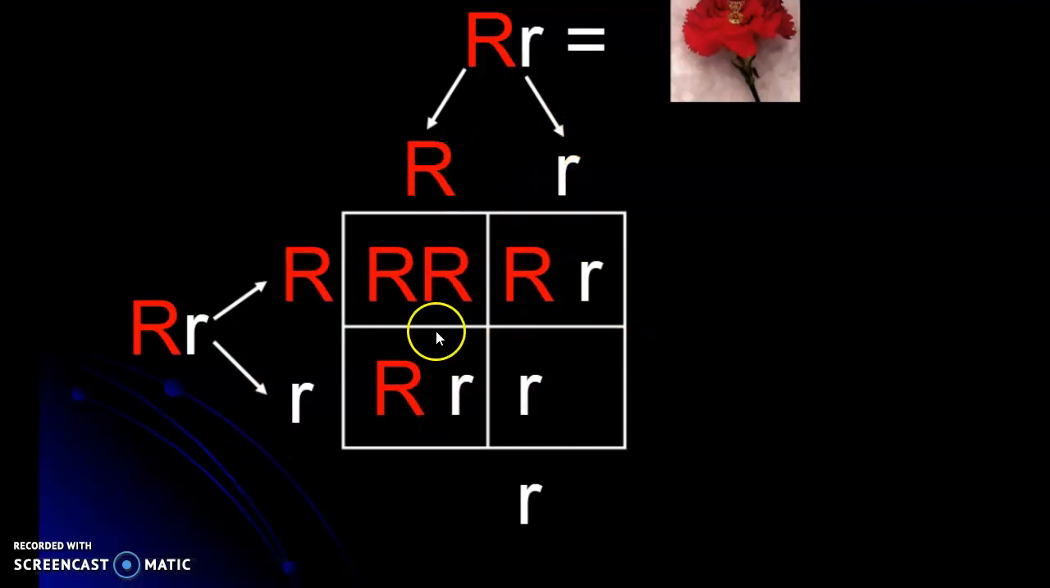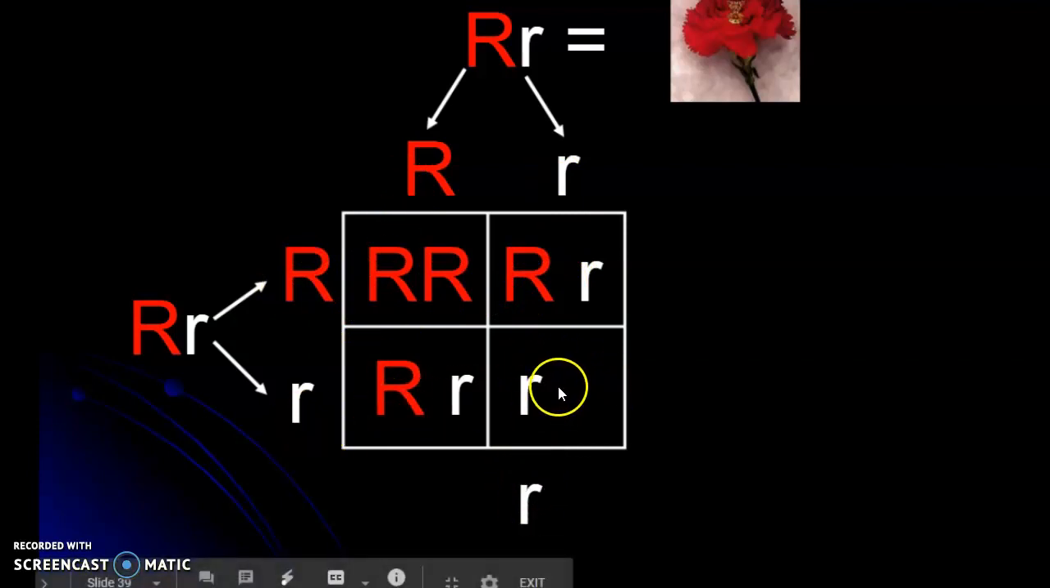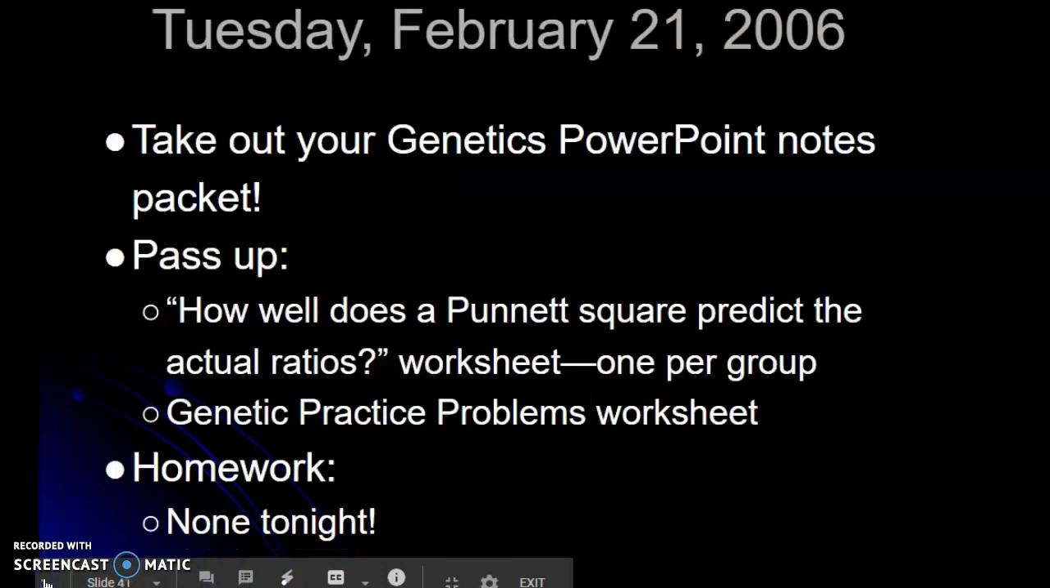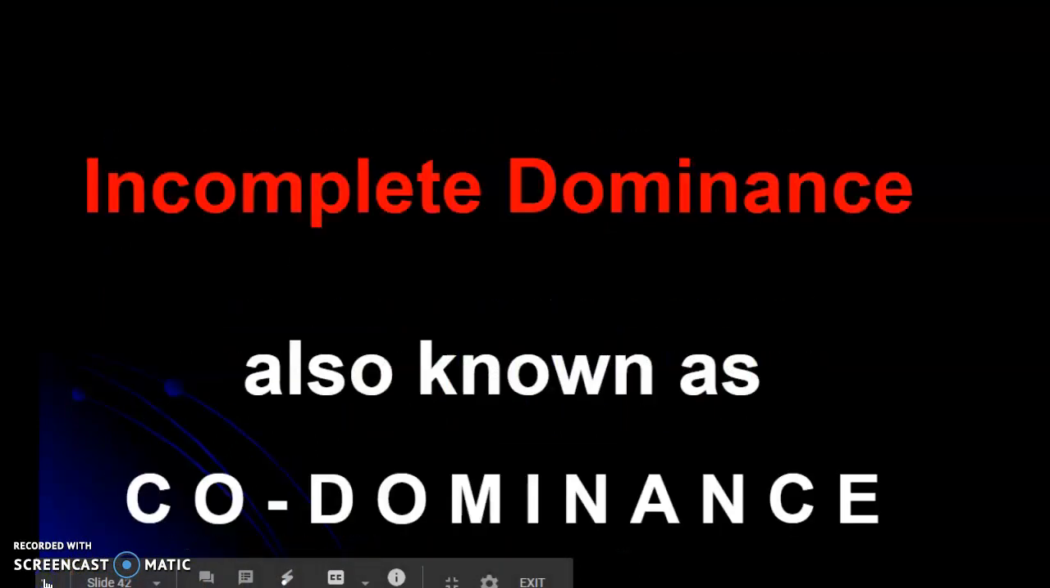So when you fill out the Punnett square the same way, you'll have big R, big R, big R, little r, big R, little r, and here we've got little r, little r. So we'll have our 3-to-1 ratio, 25% white, 75% red that we saw with regular Mendel. So that's complete dominance. It's just a review. All right, and let's take a look again, though, at some other situations.